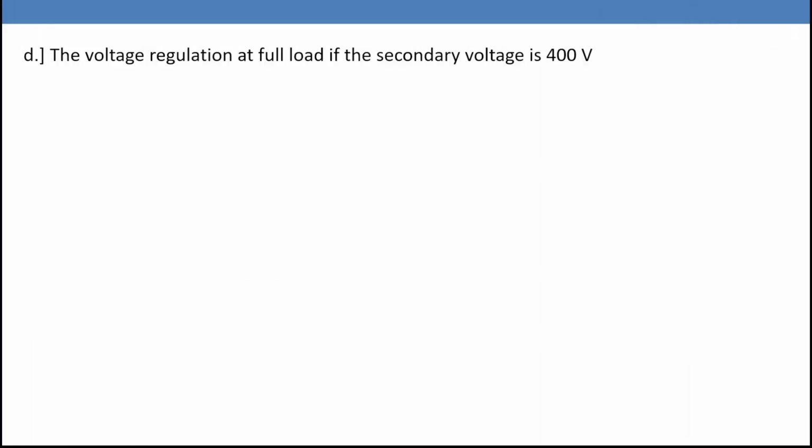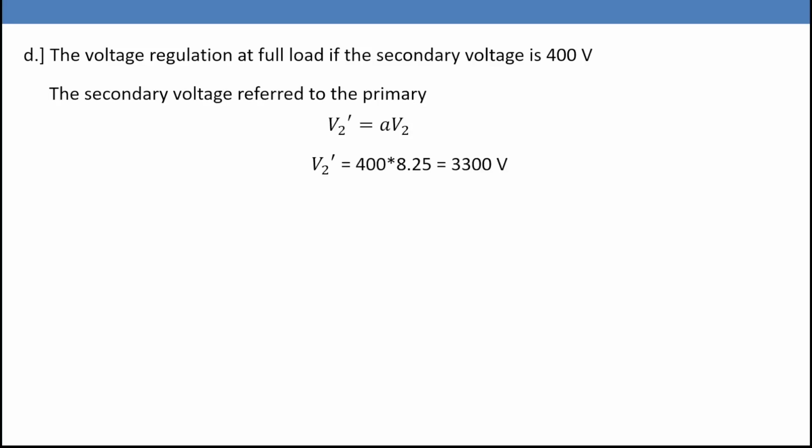Now we can calculate the voltage regulation at full load if the secondary voltage is 400 volt, but that one is V2. We need to calculate V2 dash. So we are going to use referring. The secondary voltage referred to the primary equals a V2. So that one is 400 multiplied by the turns ratio, equals 3300 volt.